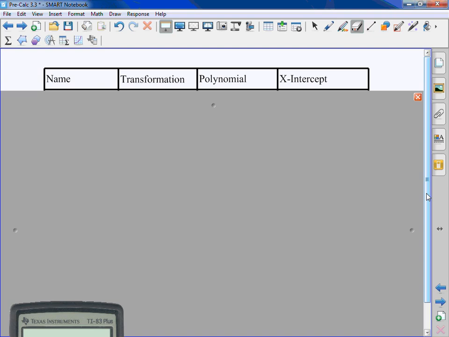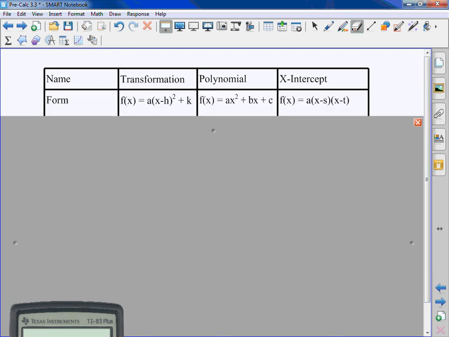How can I find the vertex from any form? Yeah, and I've made a chart that has all the little shortcuts. Right here. All right, yes, you need to copy this down. That way you can look at it, and it makes the problems a lot easier.